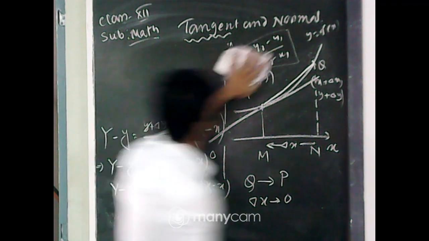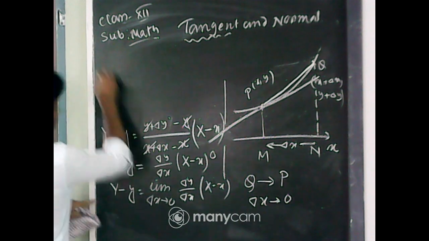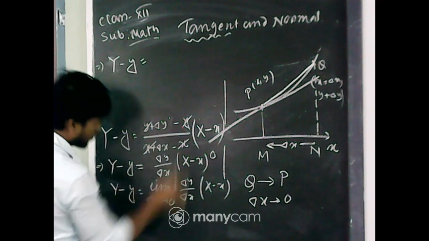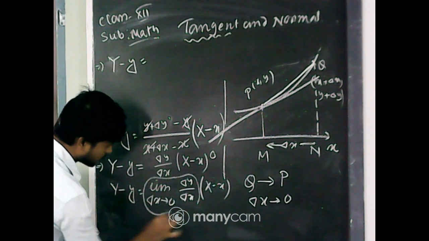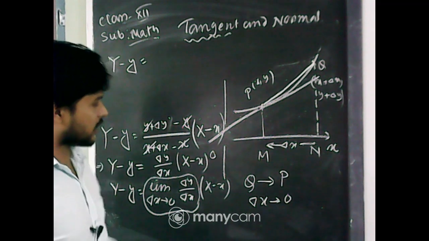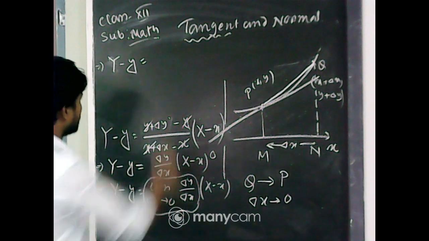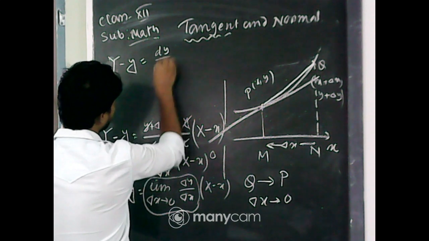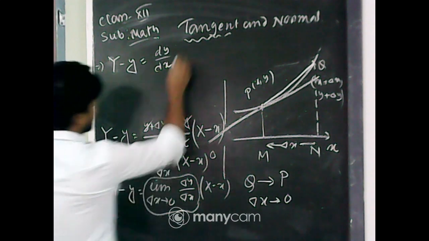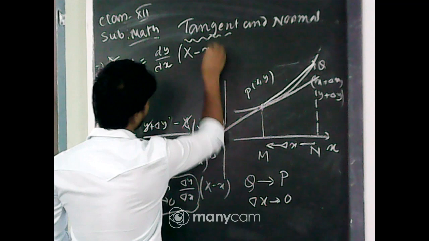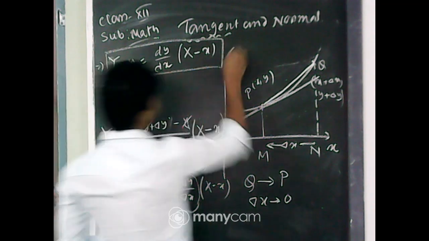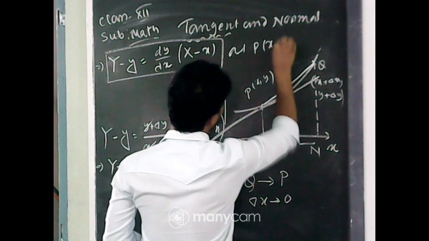Okay, so then we have Y minus small y is equal to, can you tell me what is the value of this term, this portion? Limit delta x tends to 0, delta y by delta x. This is actually dy dx, the derivative of y with respect to x, into X minus small x. So this is the equation of the tangent at P whose coordinate is x comma y.